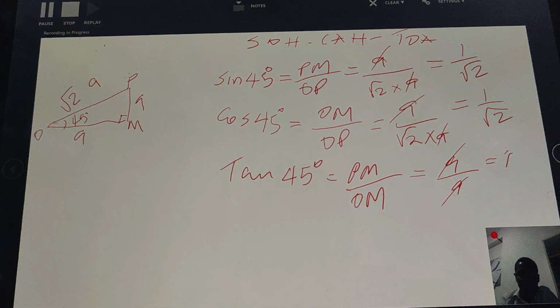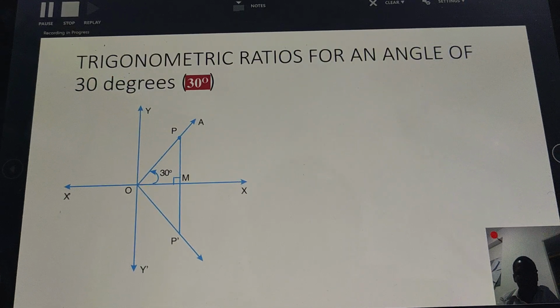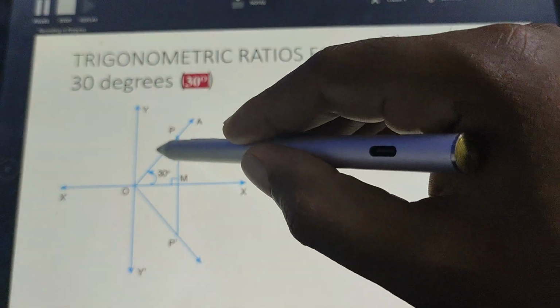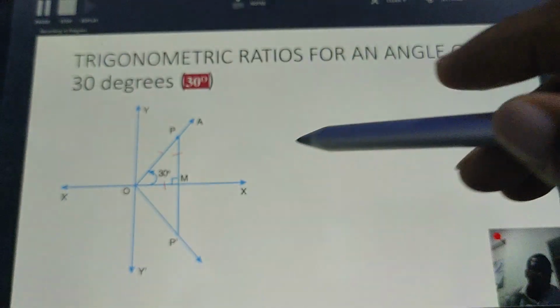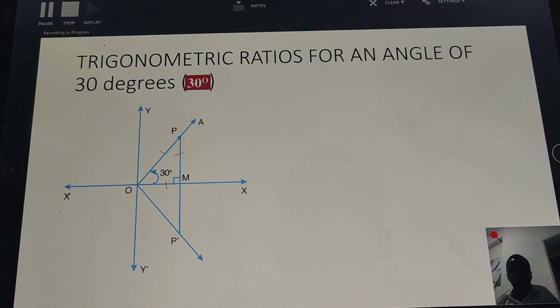You have to know them. Okay? It's easy to find them. Now let us look at the trigonometric ratio for 30 degrees. The same thing we did, we only need to find those sides. We try to know one side, then we find the other sides in reference to that side. So the same thing will happen.